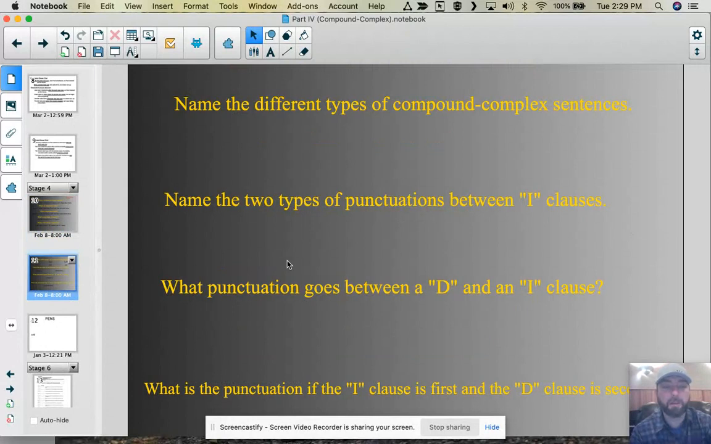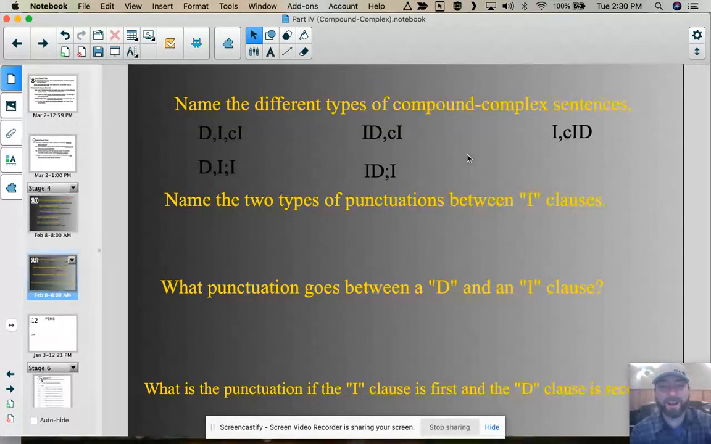All right, name the different types of compound complex sentences. So we have D, C, D, I, CI, D, I, semicolon I, ID, CI, ID, semicolon I, and where is it? It's around here somewhere. There we go. I, CI, D, and finally I, semicolon ID.